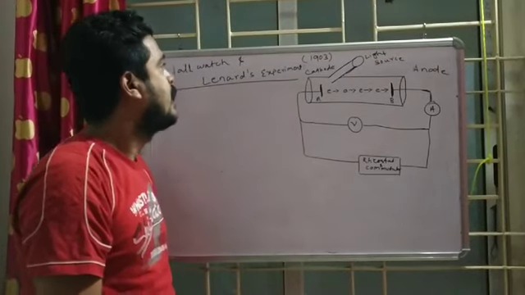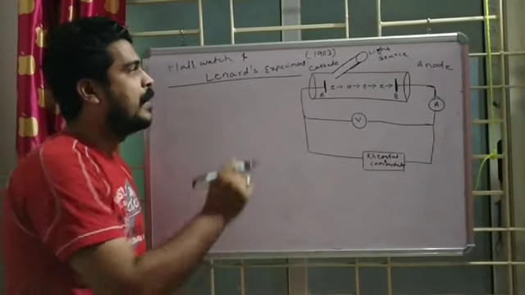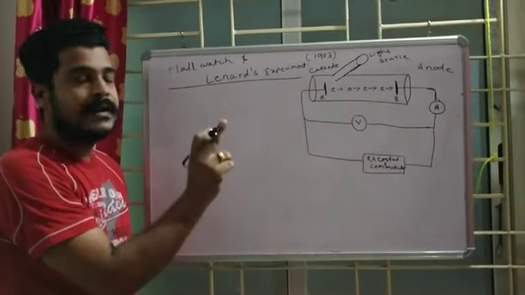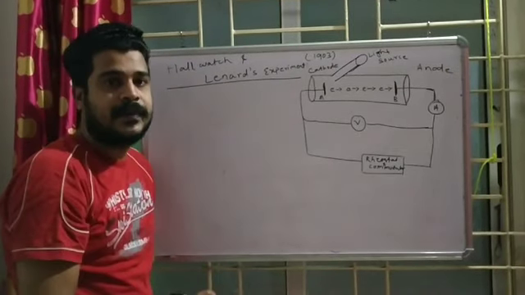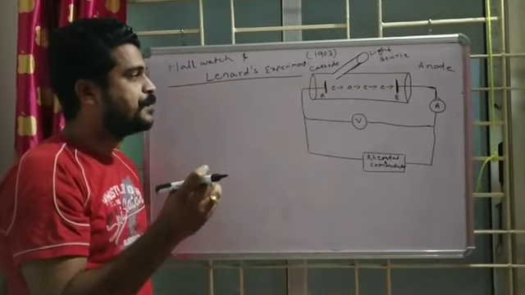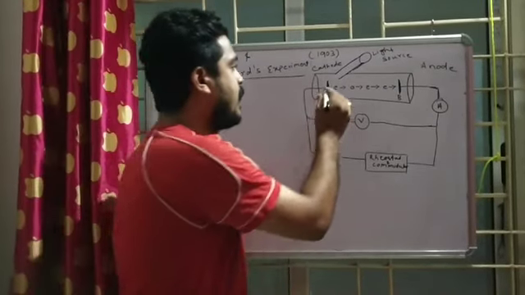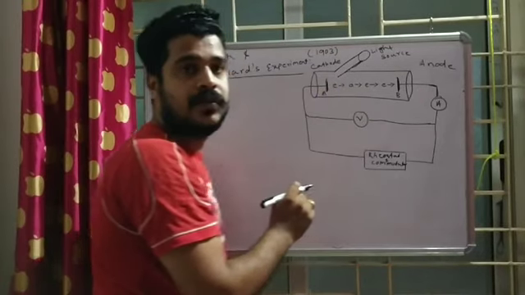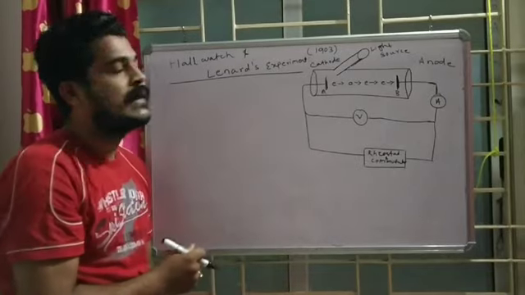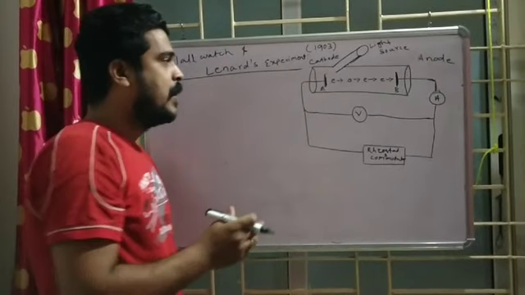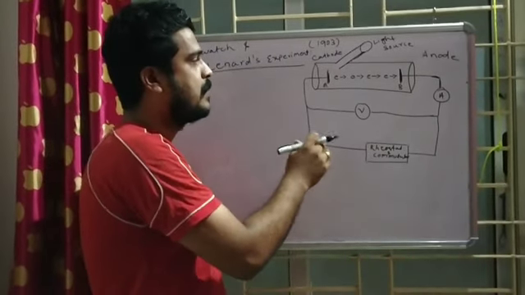Hello students, today's topic is an experiment, and this experiment was done by two scientists. The names are Hallwachs and Lenard's experiment. It is very important from an exam point of view, because this question often comes: explain Hallwachs and Lenard's experiment. So basically, I have drawn the diagram and I need to explain what the components are.